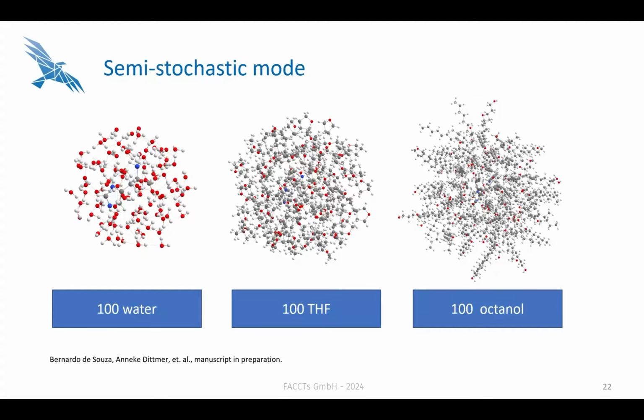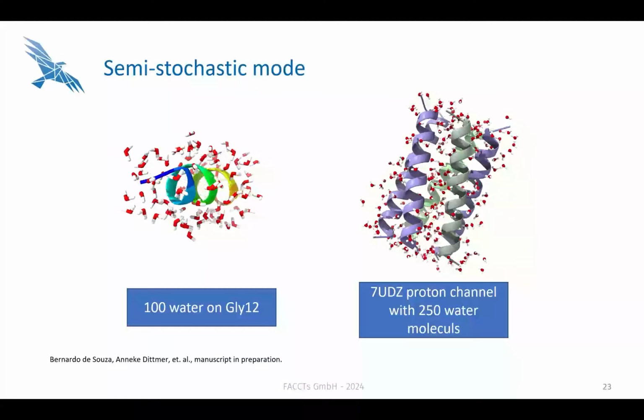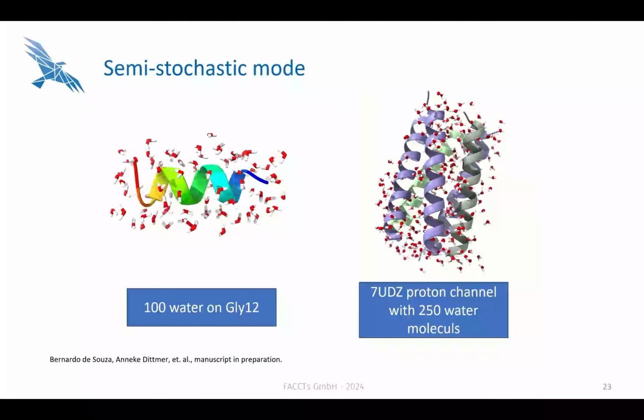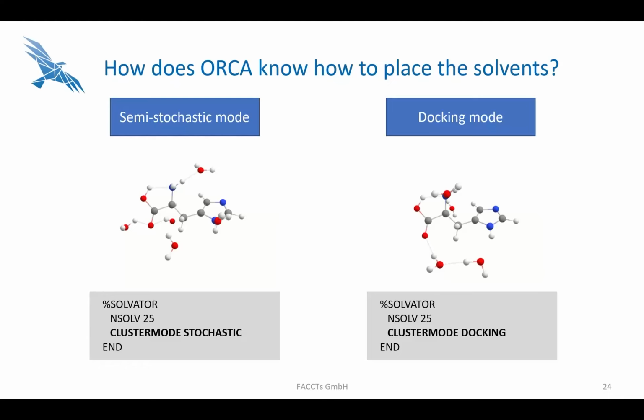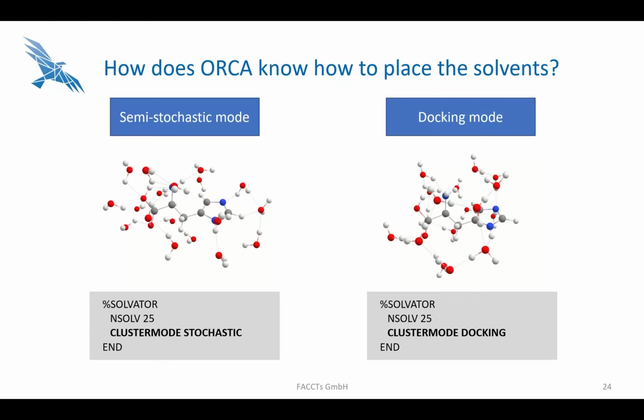This cheap approach allows you to add a significant number of solvent molecules, as shown here for histidine with different solvents, to your calculation, or even add a bunch of water molecules to biologically relevant systems. While this approach is not only useful but also surprisingly accurate, there is also a more accurate approach, the solvator in ORCA using the Docker.